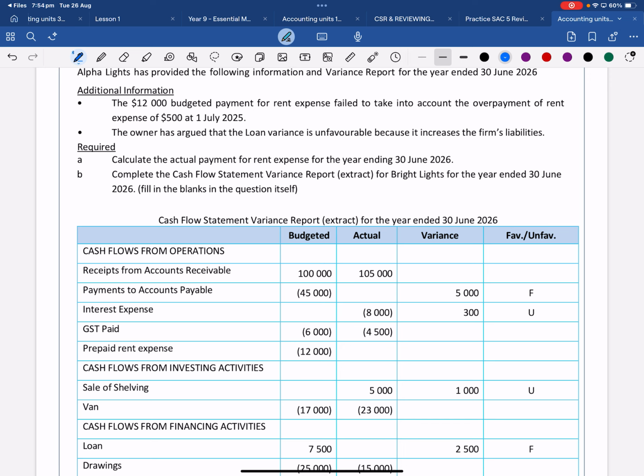Are you going to do these ones as well? Prepaid rent? I did that. Oh, you haven't done that, I don't think. Sorry, GST paid, you have to do. Prepaid rent expense you have to do here. Prepaid rent can be loan. No, it can be correct.